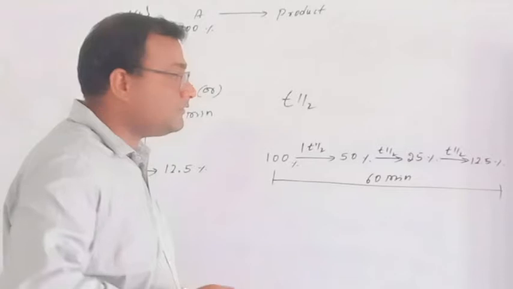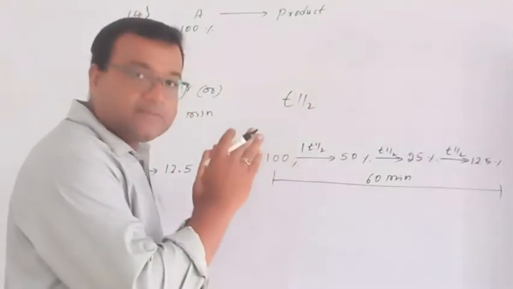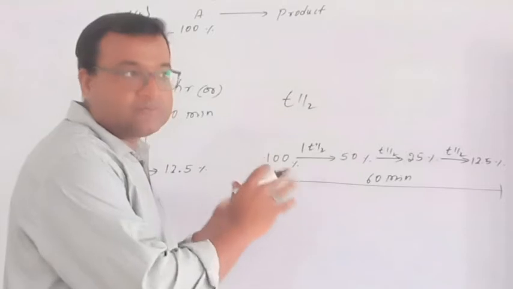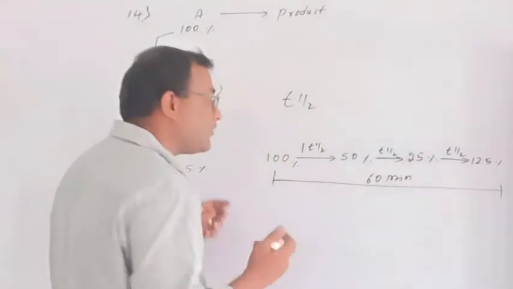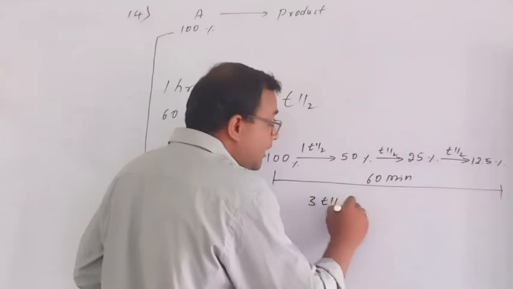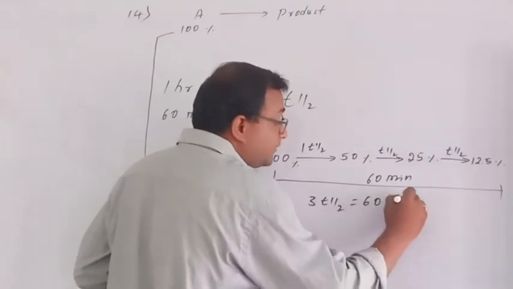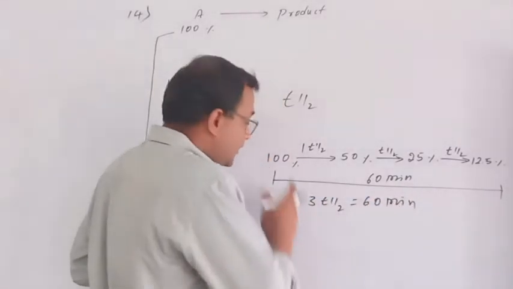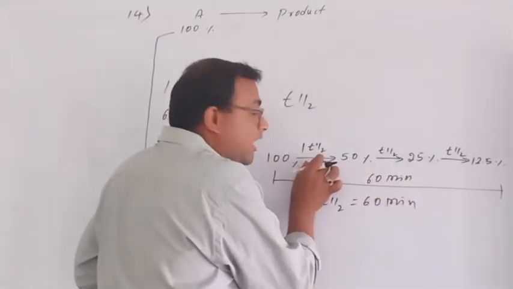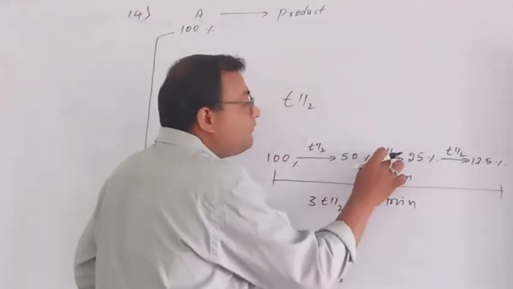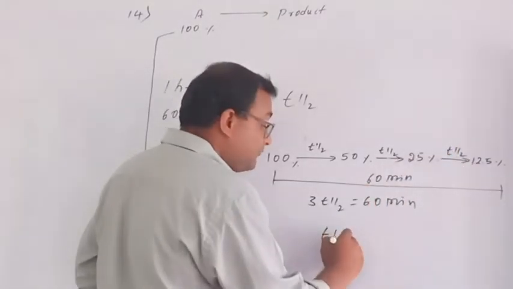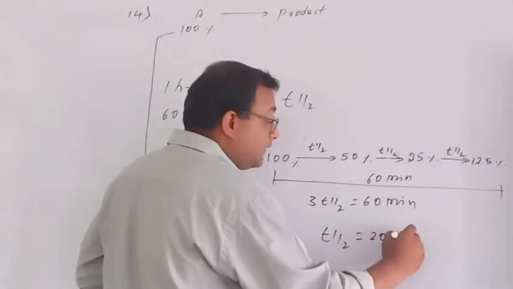So we are solving in this method. It is applicable only for first order reactions, first order kinetics. Total 3 T half is equal to 60 minutes. Here the total time is 60 minutes. So if we calculate T half, 1 T half, 2 T half, 3 T half, 3 T half is equal to 60 minutes. Then T half is equal to 20 minutes.